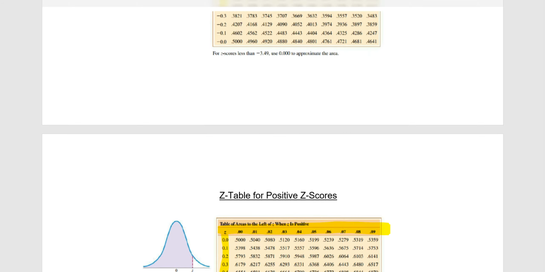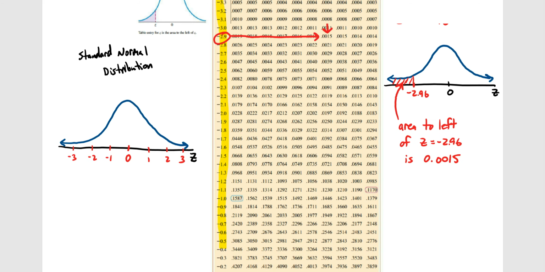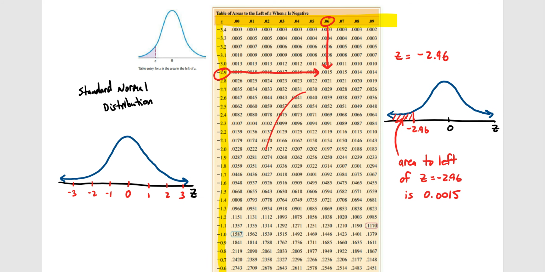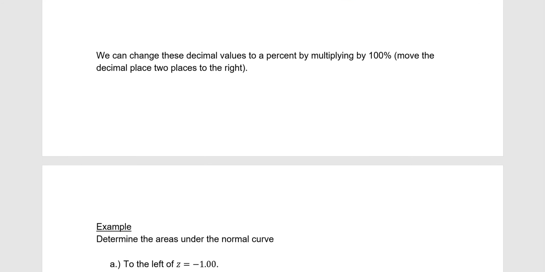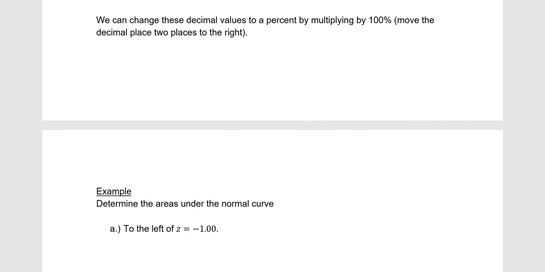Everything with a negative z-score is going to have an area less than 0.5, because less than 50% of the area is going to be filled in. Also, if we're trying to think about it in terms of a percent instead of an area, then in order to change from the area in decimal form to a percent, we just have to multiply by 100%, which means we have to move the decimal place 2 places to the right.